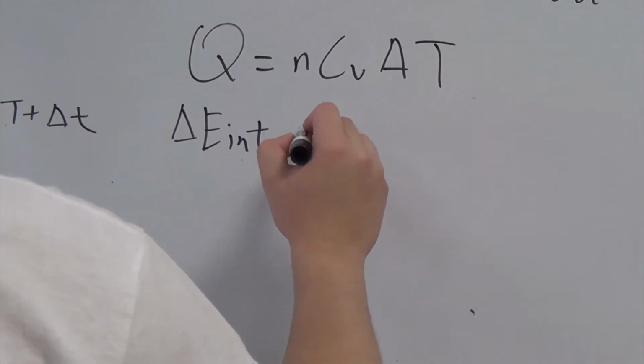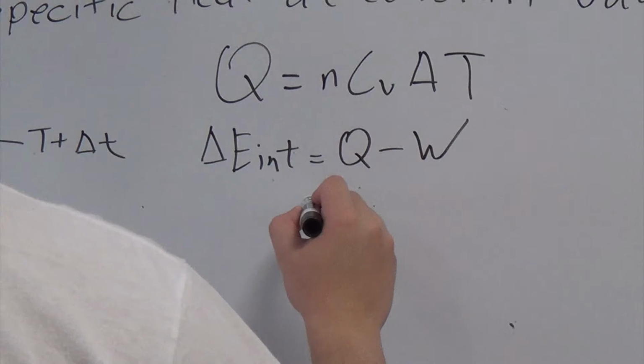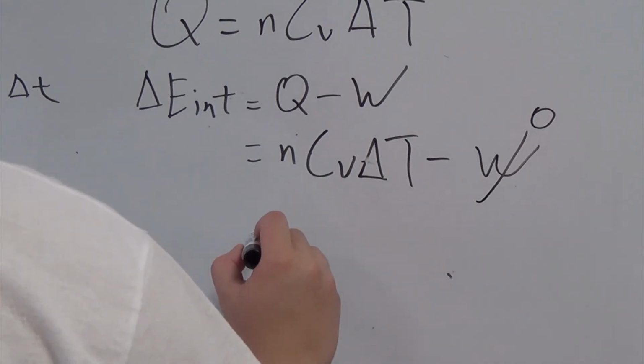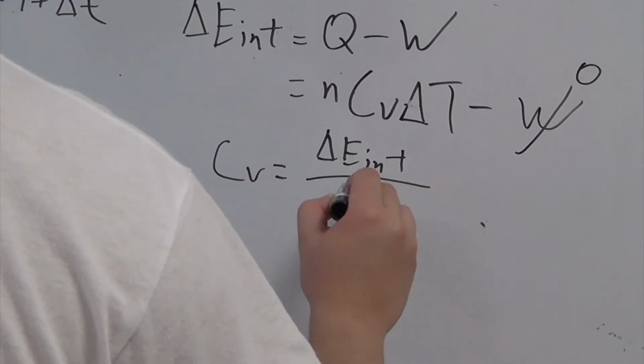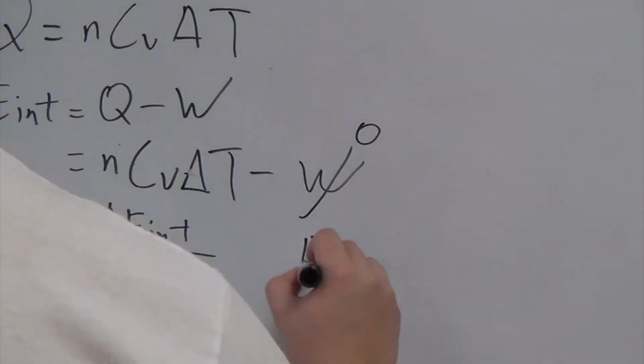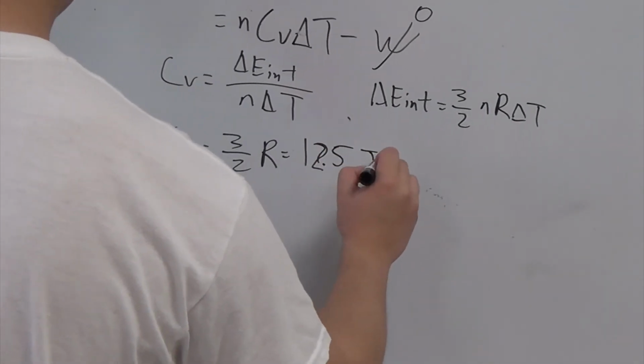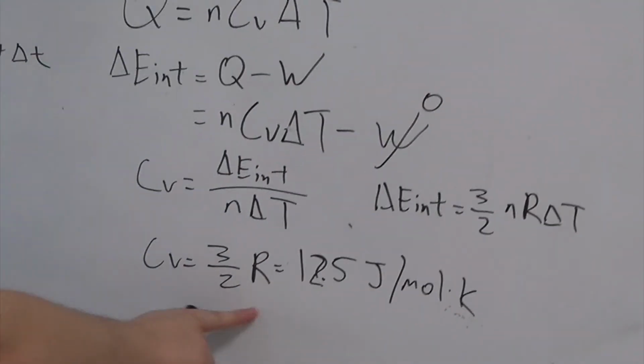Then, we substitute this equation for Q into the first law of thermodynamics: delta E int equals Q minus W, where W equals 0 because the gas cannot expand and therefore does no work. Solving for C sub V, we get delta E int divided by n delta T. Plugging in the equation for E int from earlier, 3 halves nRT, we get C sub V equals 3 halves R, where R equals 8.314 joules per mole Kelvin, so C sub V equals 12.5 joules per mole Kelvin.